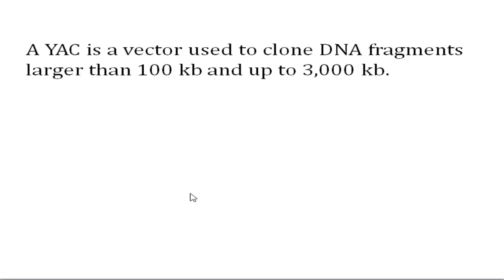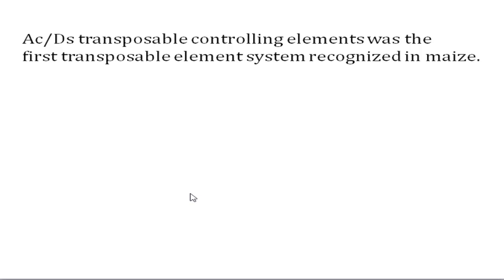The size of a YAC vector ranges from 1000 kb up to 3000 kb. In general, the size will be ranging from 1200 kb. I don't have the options with me, so I'm giving you a value in between. Next, the Ac/Ds transposable controlling element was the first transposable element system recognized in maize.